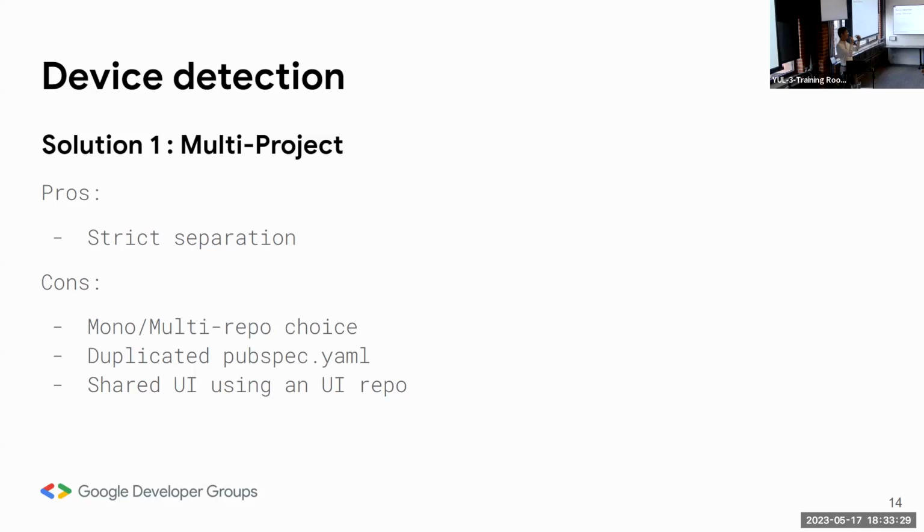Maybe you will also have a duplicated pubspec. So if you have a dependency that is duplicated, you have to update every pubspec, every project, and you have to make sure that all the bundle names are the same and stuff. Maybe you will have different bundle names, different projects. And also you have to make sure that the UI is shared to every project. So you have a fourth repo just for the UI and create dependencies between them. Maybe it can be a solution.